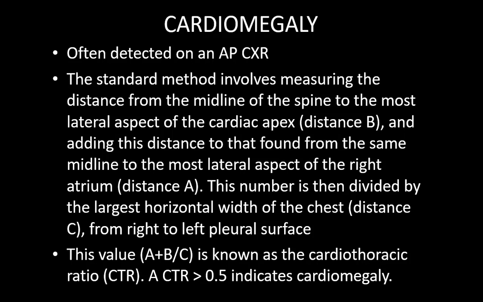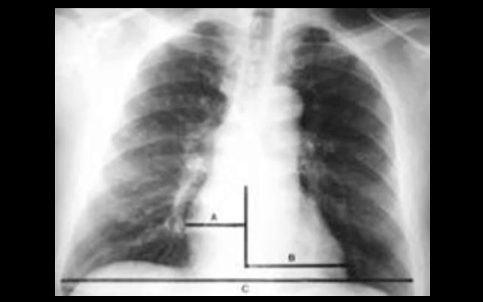Cardiomegaly you usually see on AP views, but to determine whether it is true cardiomegaly or not, you have to find out the cardiothoracic ratio. And how do you find the cardiothoracic ratio? From the center of the spine, you measure the largest distance towards the apex of the left ventricle and the largest distance towards the right atrium. You add these two and divide by the largest horizontal distance of the chest cavity. If this ratio is more than 0.5, that means there is cardiomegaly.